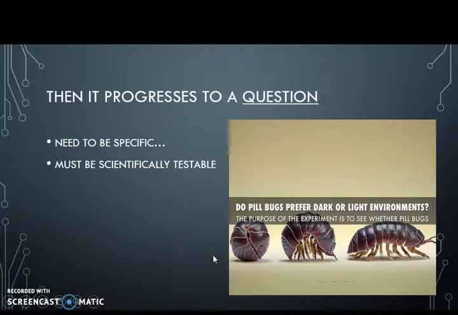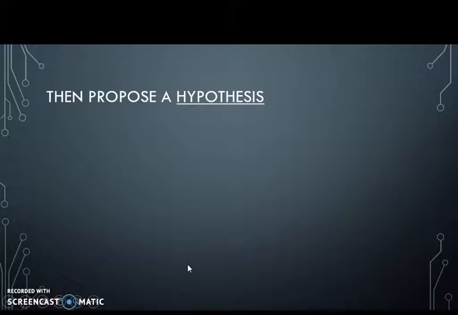So let's say we notice that, for example, instead of light or dark, you notice that they always seem to be under rocks and logs and usually in more wet, gross, slimy environments. So our question maybe could be, do pill bugs prefer wet or dry environments?